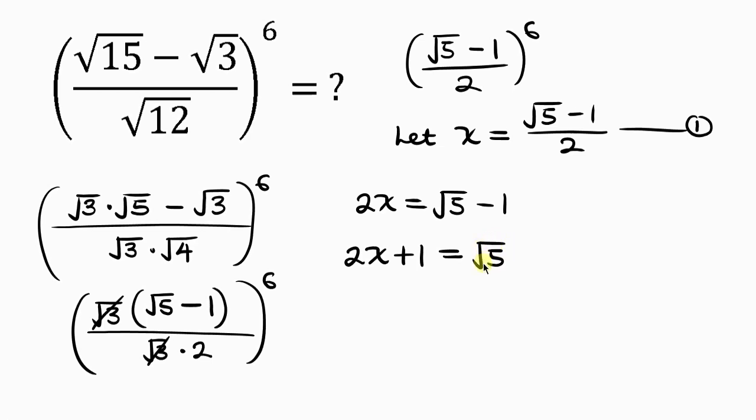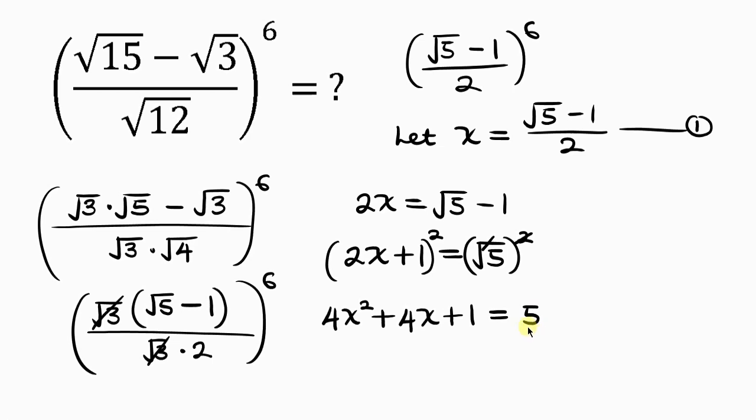Now, to get rid of this radical, we take the square of both sides. So I'll take the square of the left-hand side. I'll also take the square of the right-hand side. Now, squaring the left-hand side, I'll have 2x to power 2 gives 4x squared plus 2 times 2x times 1, I'll have 4x plus 1 squared is 1 equal to, now the square can cancel off the square root, leaving behind 5.